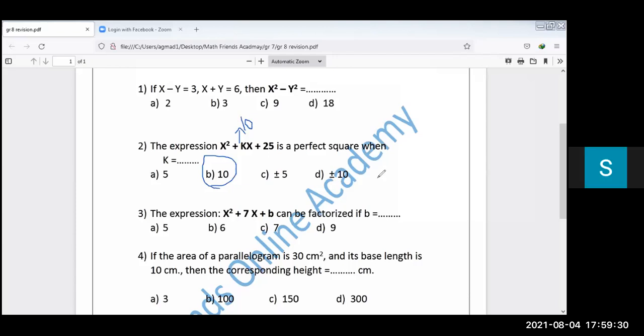In which case will I take positive or negative? Look here. If you see the equation like this, x to the power of 2 plus 25, and here x, in this case maybe positive 10 or negative 10. But here I have already the sign. It's positive, so I will take just 10.